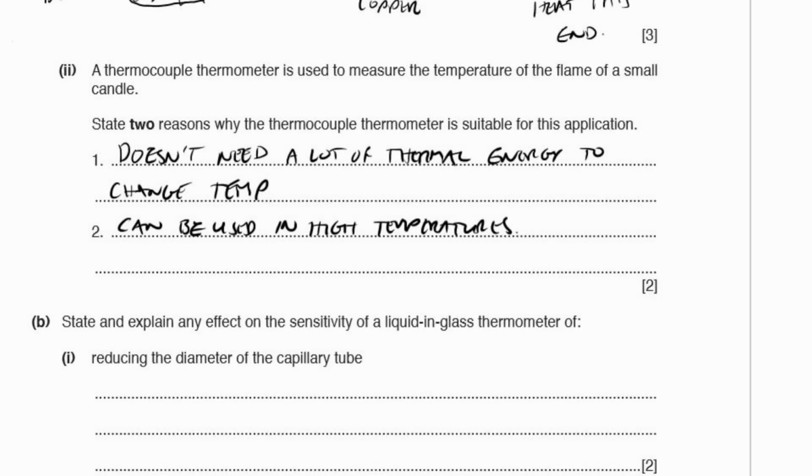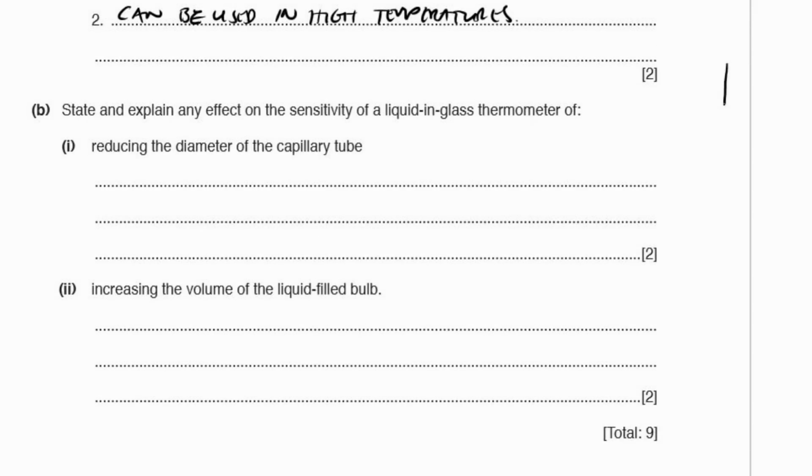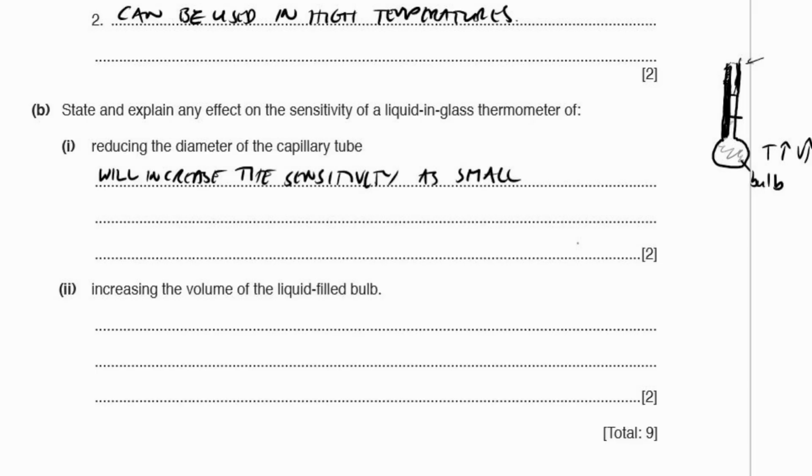Right, B, state and explain the effect on the sensitivity of a liquid in glass thermometer of reducing the diameter of the capillary tube. Well, what will happen there? I'll do a brief little drawing. What you've got is a bulb. As the temperature goes up, the liquid in here takes up more volume, and that means that maybe it moves from there to here. If this tube is thinner, then the same change in volume will create a much bigger change in the level that it'll be visible at. So reducing the diameter of the capillary tube will increase the sensitivity. Small changes in temperature will have large changes in the level in the capillary tube.